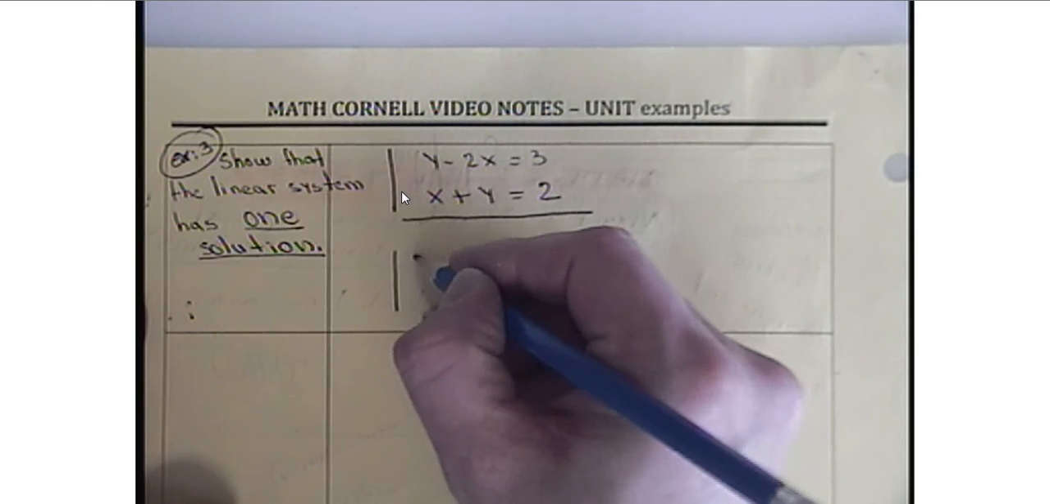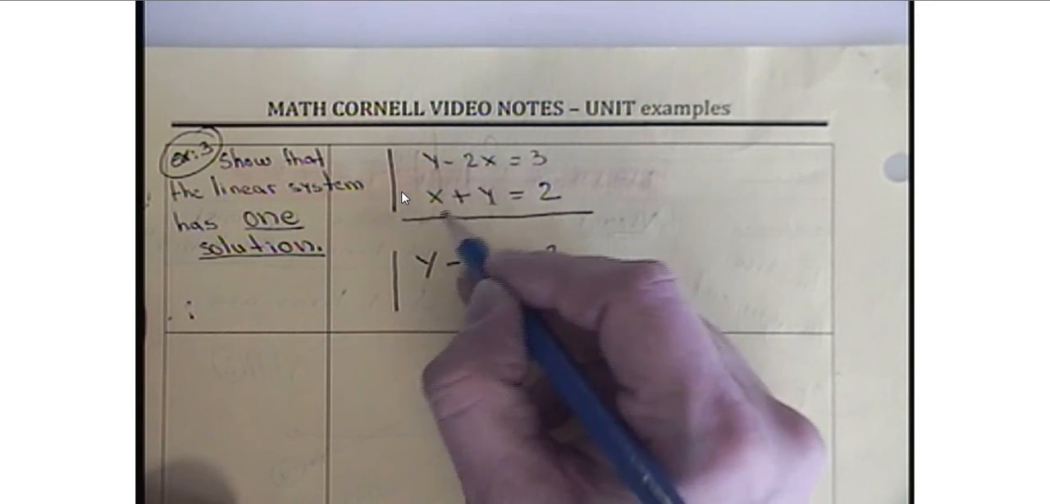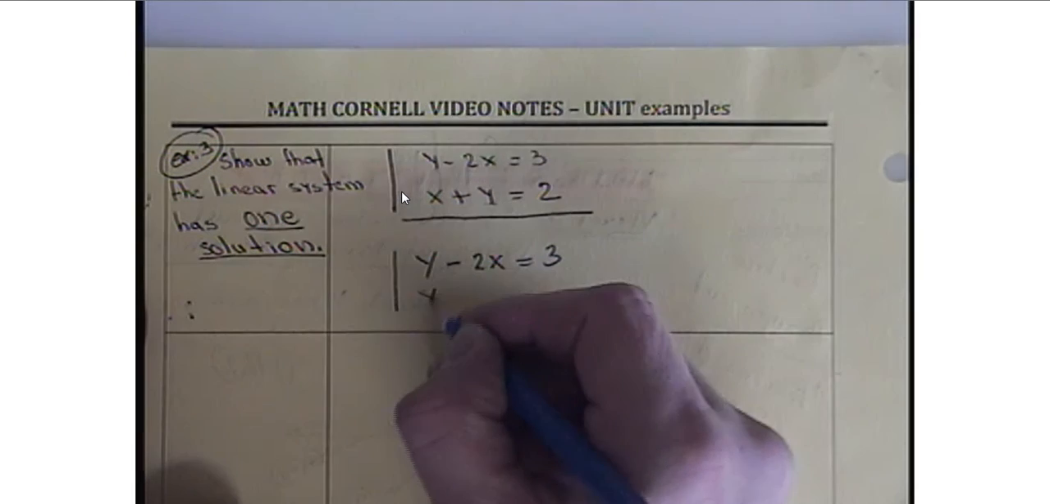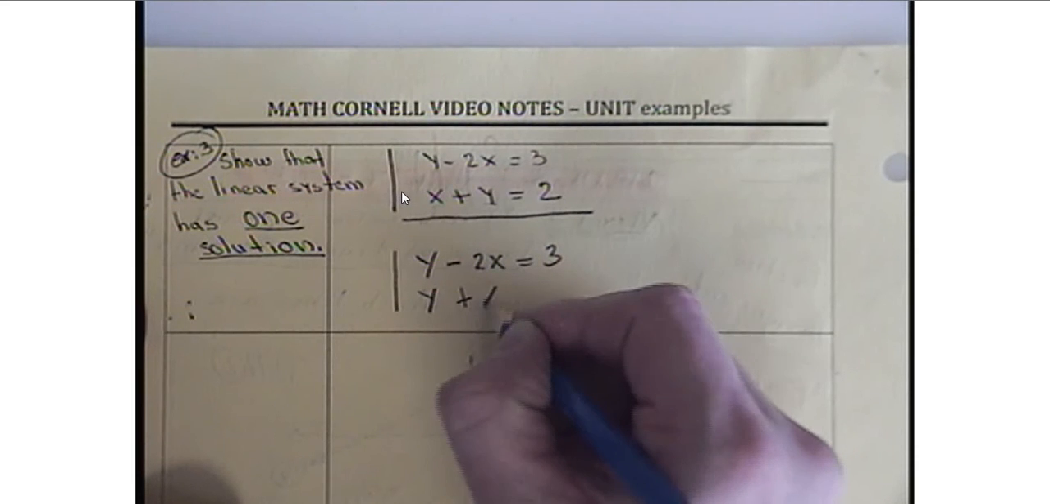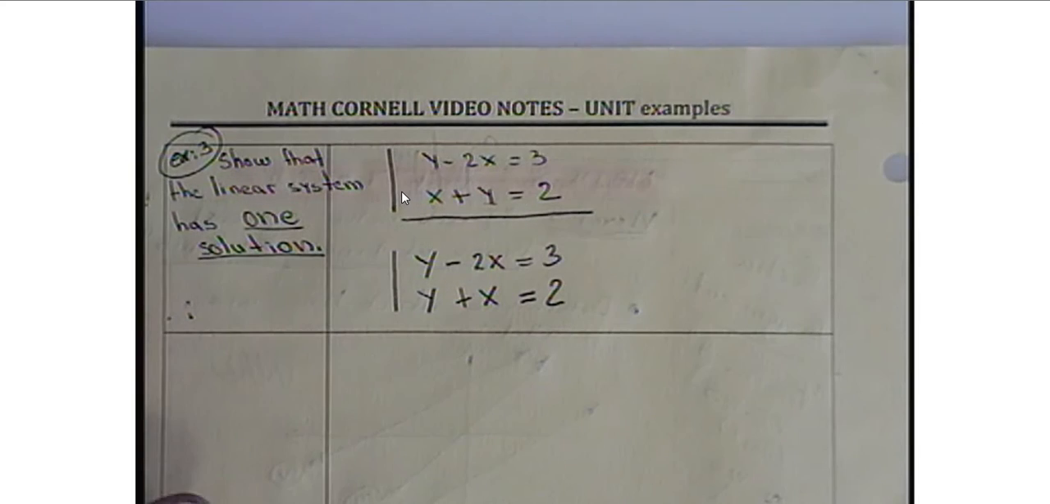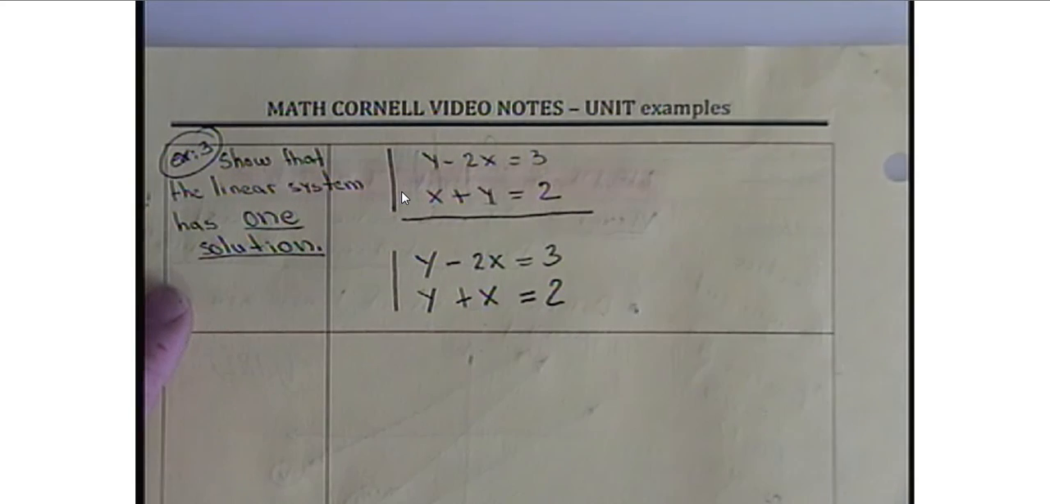We will write the same one, the first one, y minus 2x equals 3. And this I will just flip those. We'll switch the variables. So positive y on the top and positive x next equals 2. So now my system has all the columns with the right variables and numbers set up.